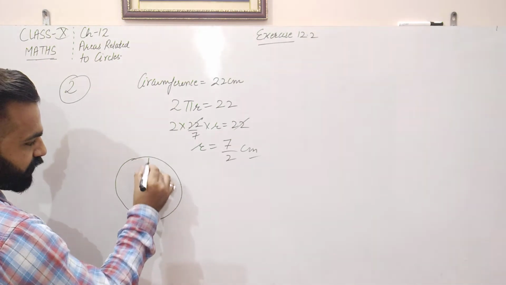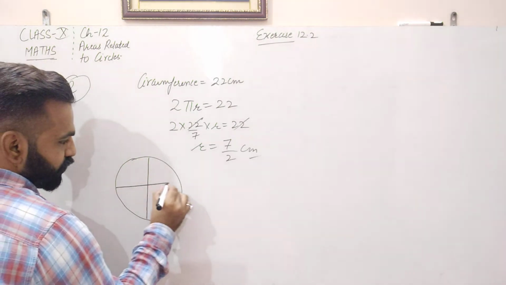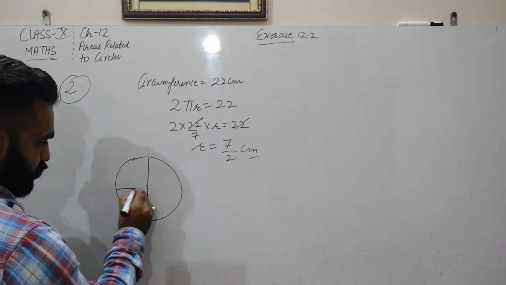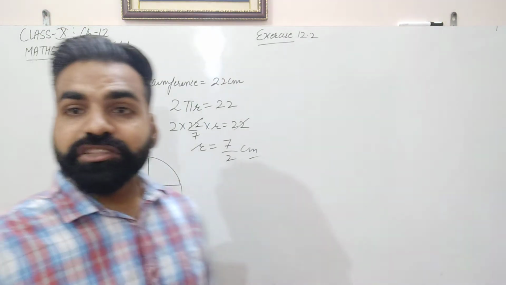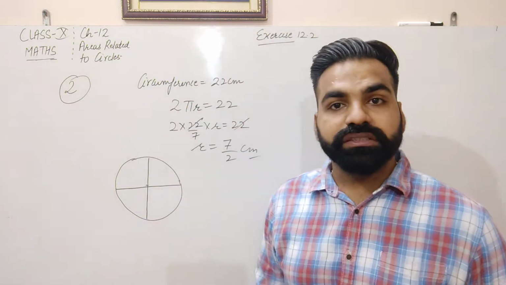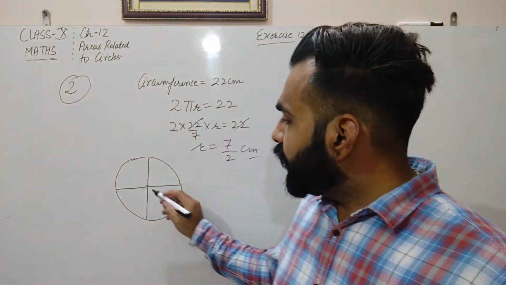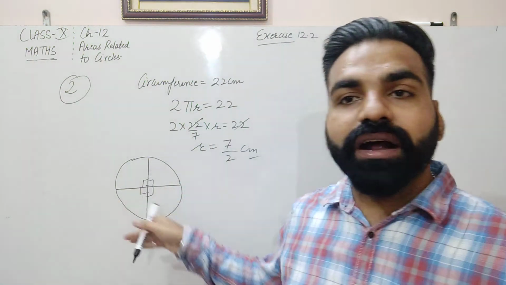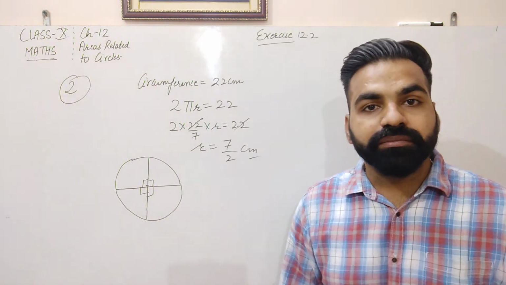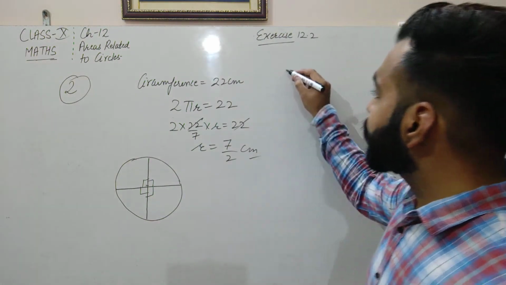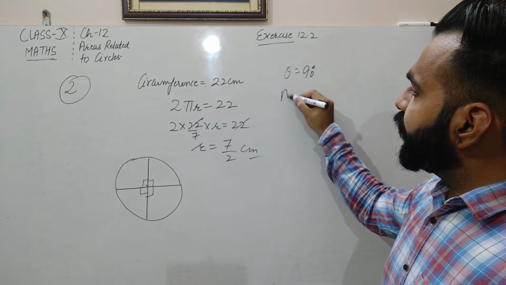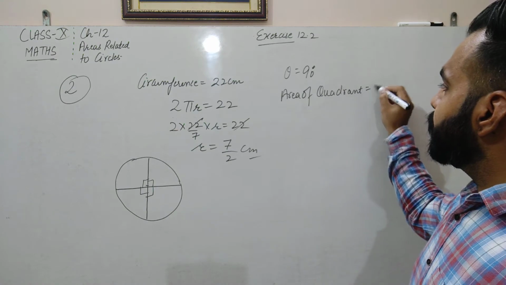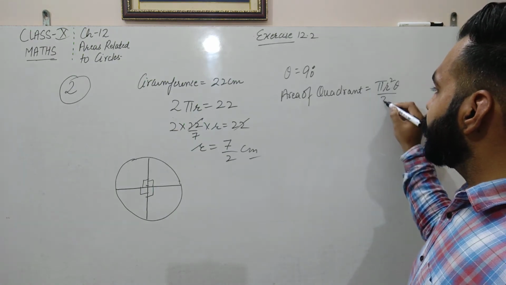Suppose this is the circle. So 1/4 part of this circle, each part of this circle, that is 1/4 part of this circle, is called the quadrant here. And if it is quadrant, then each angle here is 90. Because all parts are equal, so angle will be same for each part. So theta will be 90. So area of quadrant will be pi r square theta divided by 360.